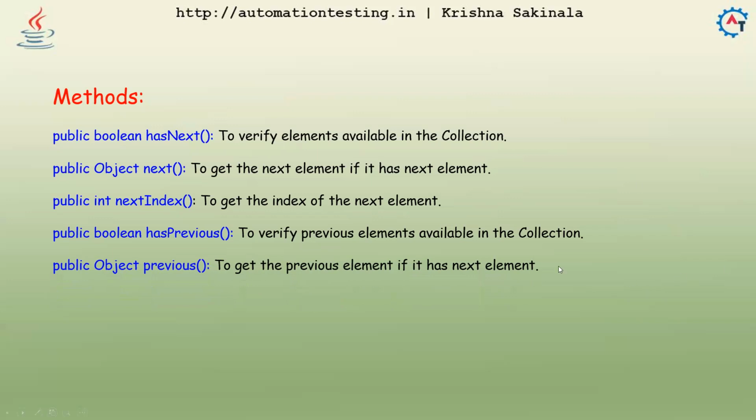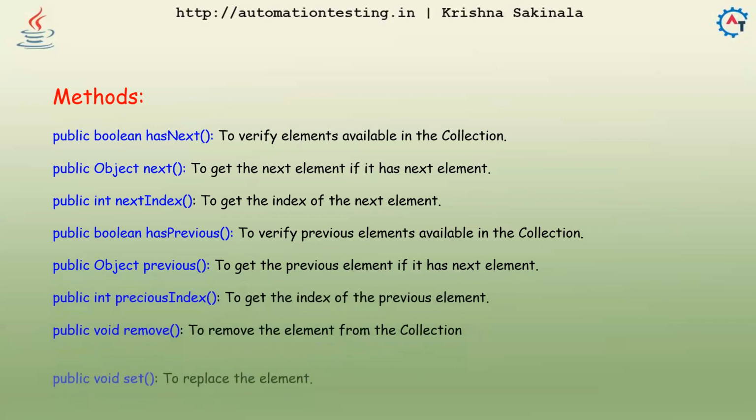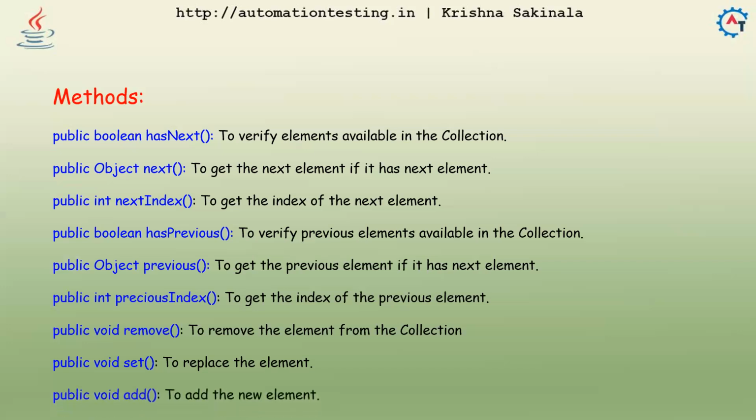So here we need to give previous element. There is a typo: to get the previous element, if it has a previous element, not next element. And previousIndex gets the index of the previous element. remove removes the element from the collection. set replaces the element, right? add adds the new element. So we can see all these methods with the help of one example.